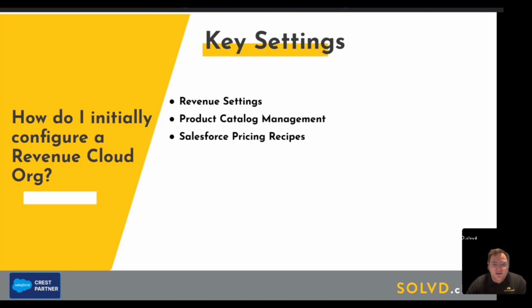Another setting you'll need to update is Product Catalog Management. While in Setup, if you search Product Catalog Management, you will be given product-specific specification types and product specification record types. You can create these records here to be able to group your products into different categories. You can also create Salesforce pricing recipes. Salesforce pricing recipes allow us to create and access Salesforce pricing objects to manage product pricing, configure price lists, and set context definitions.